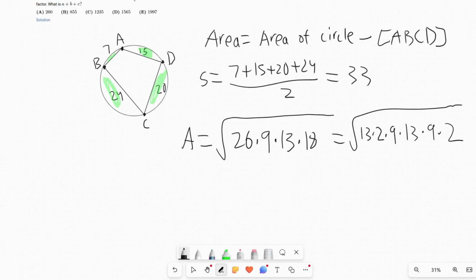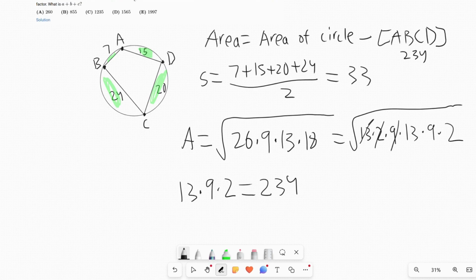And this makes it really easy to take the square root because we can cancel out one term from each product. So we're left with 13 times 9 times 2. And this is equal to 26 times 9, which is 234. So now that we know this is 234, we just need the area of the circle.